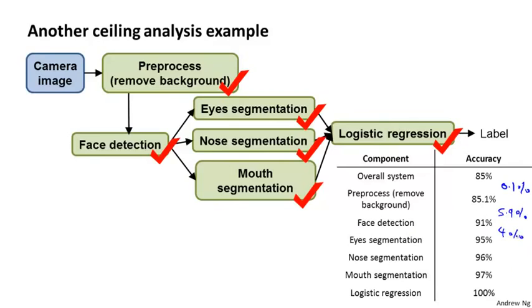Went up 4% there, it went up 1% there, 1% there, and 3% there. So it looks like the components that are most worth our while are when I gave it perfect face detection, the system went up by 5.9. When I gave it perfect eye segmentation, it went up by 4%, and then my final logistic classifier, well, there's another 3% gap there maybe. And so this tells us maybe what are the components that are most worth our while working on.